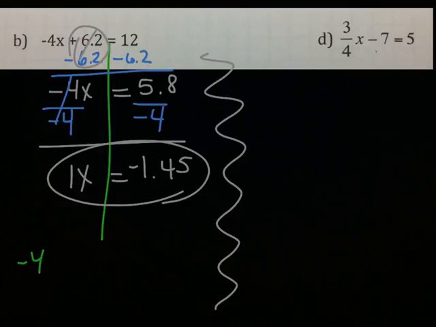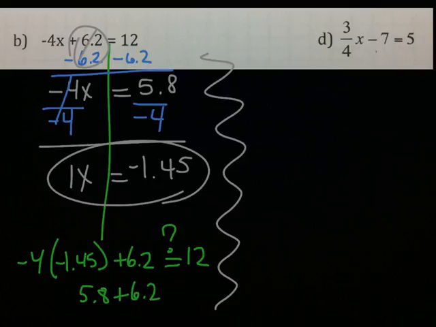So negative 4 times negative 1.45 plus 6.2. If I'm right, there's my little question mark there, my answer should be 12. So negative 4 times negative 1.45, that is 5.8. And 5.8 plus 6.2 is 12. So I know that I'm right.